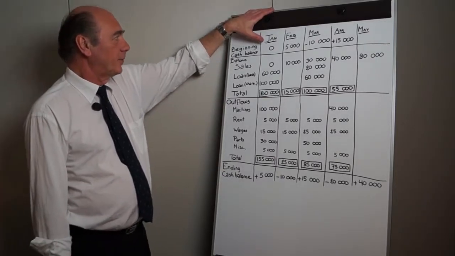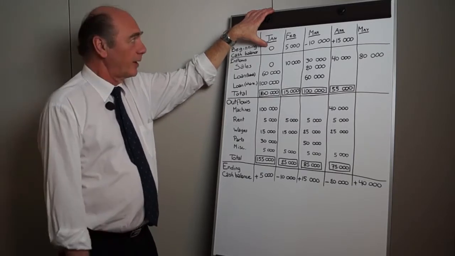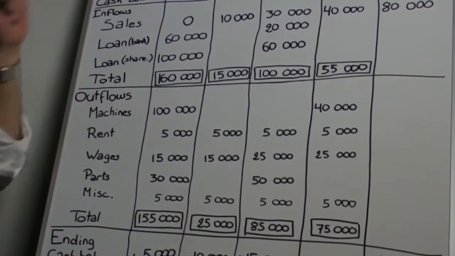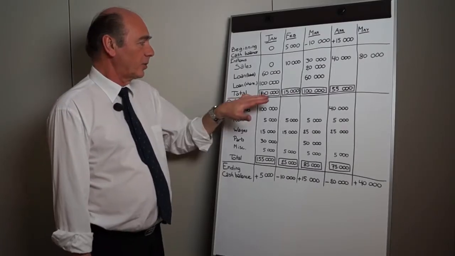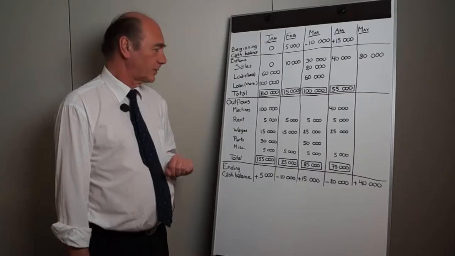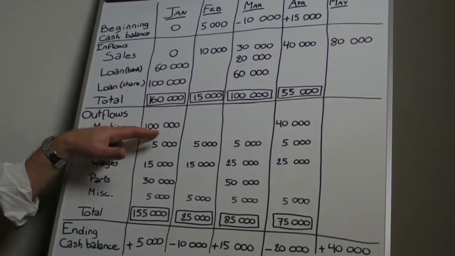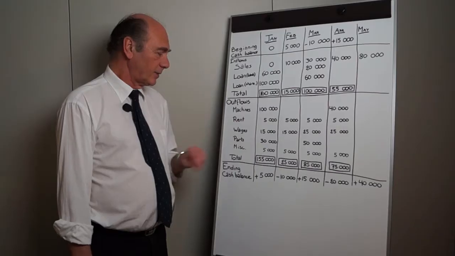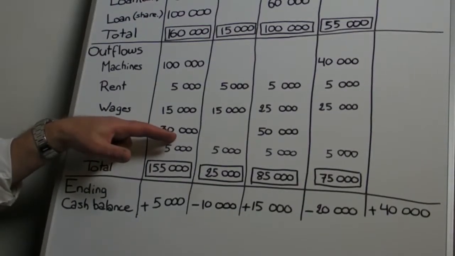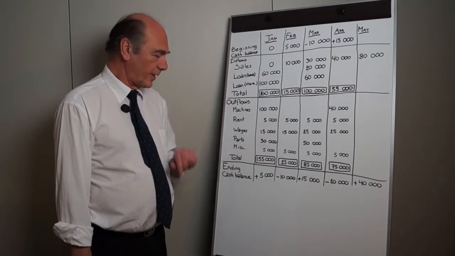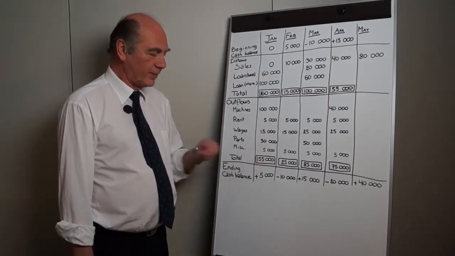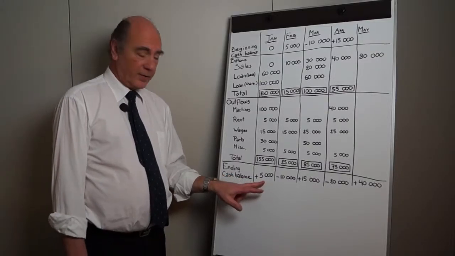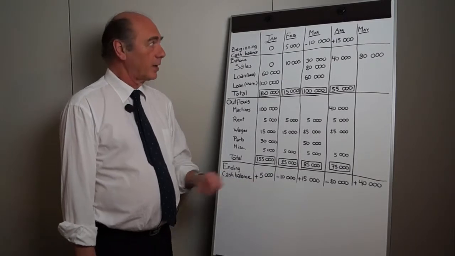Here you have the beginning cash balance. We start in January with zero. We borrow some money, $60,000 from the bank, $100,000 from the shareholders. In total, we have $160,000. Here we spend $100,000 for the machines, $5,000 for the rent, $15,000 for the wages, $30,000 for the parts, and a few other things. That makes $155,000 in expenses. That means at the end of the month, we have $5,000 in the bank account.